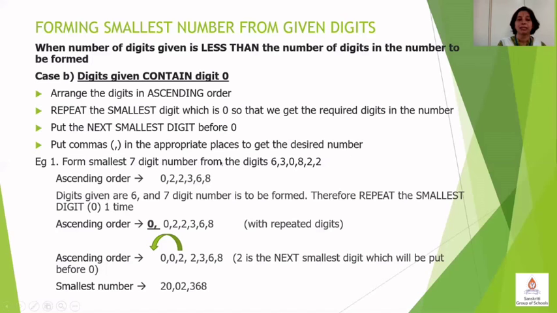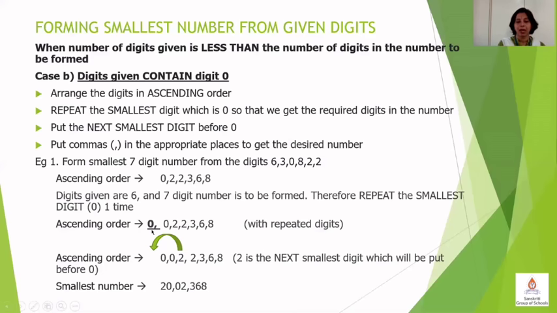Now let's apply these steps in the example. The first example says that we have to form a smallest 7-digit number from the digits given here. If you see, 6 digits are given and we have to form a 7-digit number. So the first step is we arrange it in ascending order. Here you have your ascending order, which begins with 0. Now 6 digits and we have to form a 7-digit number. So we repeat the smallest digit, that is 0. We repeat it once. That's how in this ascending order we have 7 digits as we have repeated this digit here.